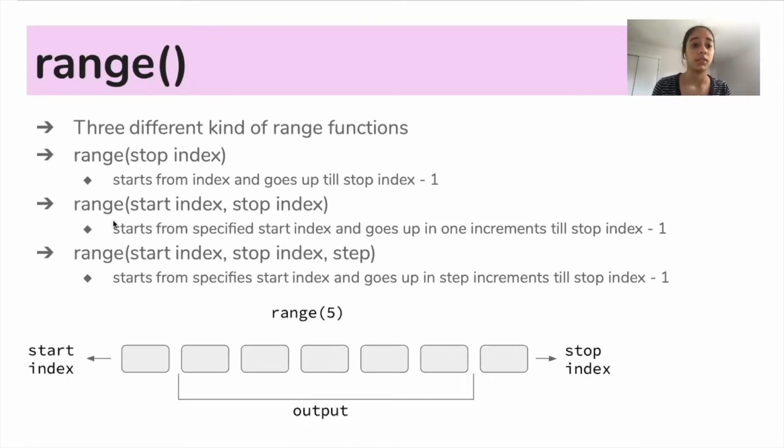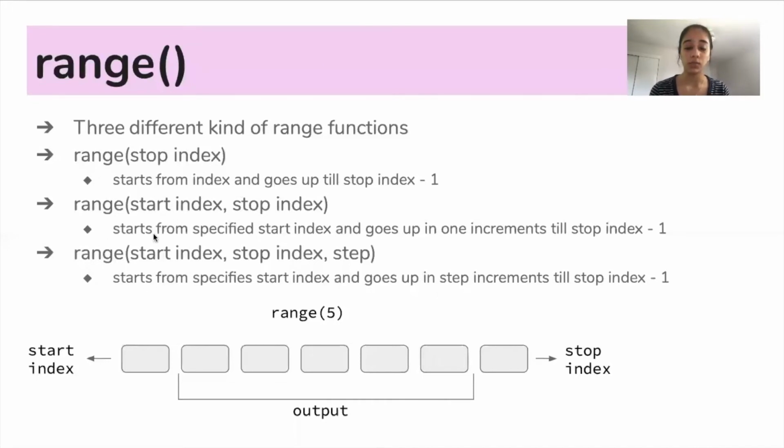All right, the next one has 2 parameters: the start index and the stop index. It starts from the index that you tell it to start at. So if I call range 2, 5, it will start at 2, so it includes the start index. It will go up in increments of 1. So it starts from 2, goes to 3, goes to 4, but it won't go to 5 because it only goes up to the stop index minus 1. So that would just be 2, 3, 4. You just have to remember that the stop index is exclusive, so it's never included in the printout.